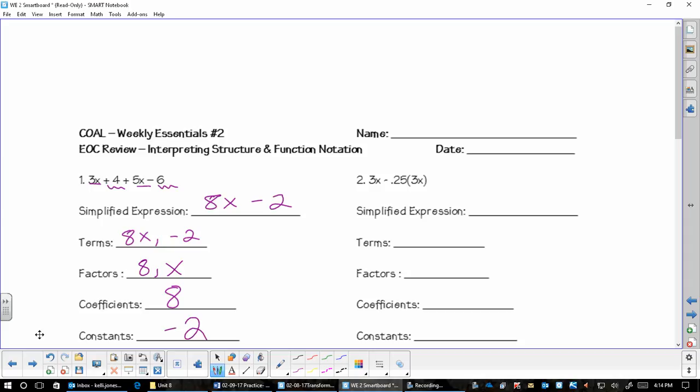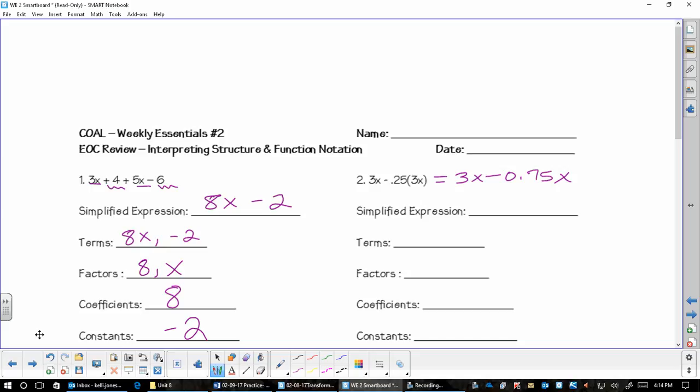Okay. So number 2, I have 3x minus 0.25 times 3x. So it says simplify the expression. I see 3x and 3x. I'm going to have to multiply. So can I multiply this negative 0.25 times 3x? That will give us 3x minus 0.75x. Okay, well then you can combine like terms.